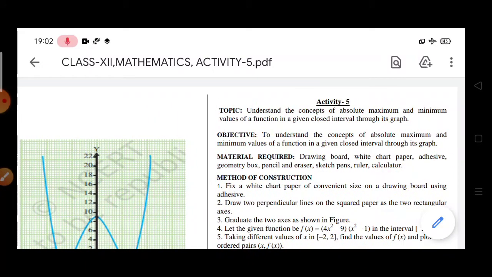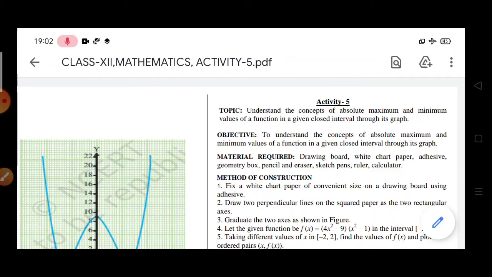Today we are going to discuss our activity 5, and the topic is to understand the concepts of absolute maximum and minimum values of a function in a given closed interval through its graph. So the objective is also the same: to understand the concepts of absolute maximum and minimum values of a function in a given closed interval through its graph.